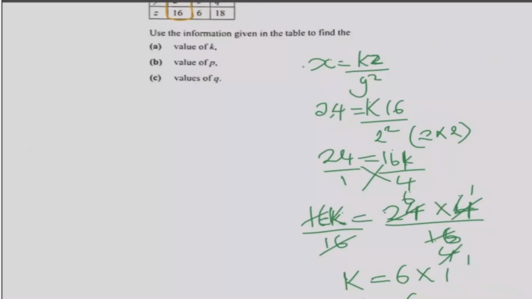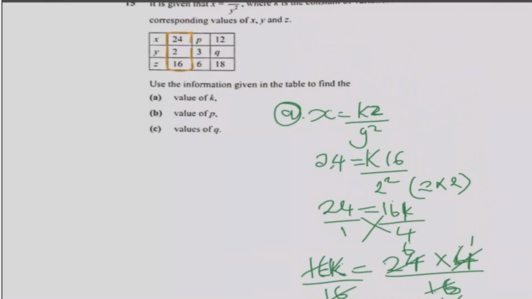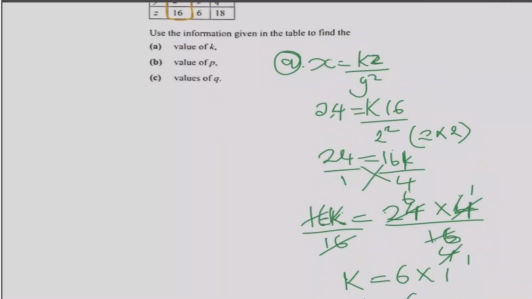Okay, now we come to B. This was A, so we come to B. For B, they want us to find the value of p. So we are going to use the same relationship that is given in the question, and this is the relationship that is here. We're going to say x is equal to kz over y squared.